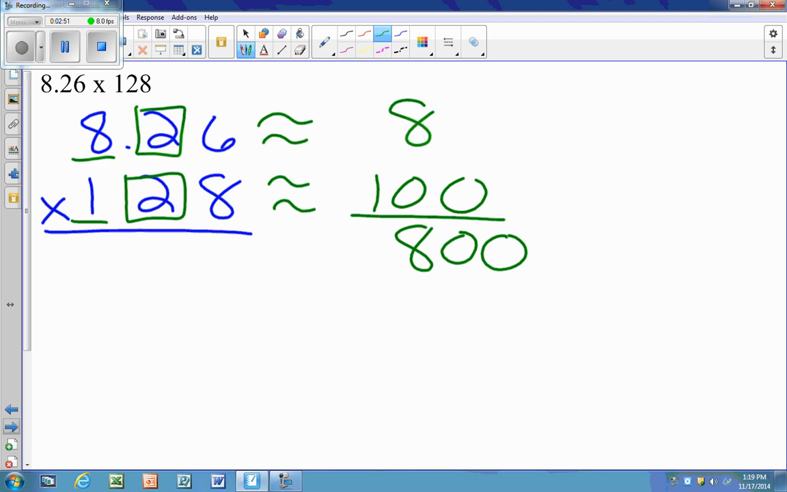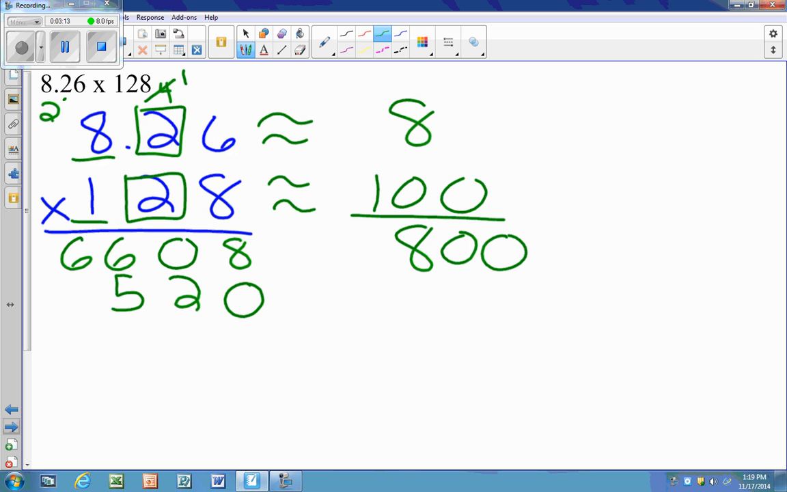Now we're going to try to solve. 6 times 8 is 48. Carry the 4. 8 times 2 is 16, plus 4 is 20. 8 times 8 is 64, plus 2 is 66. I put a 0. I start the next row with the next number. 2 times 6 is 12. Carry the 1. 2 times 2 is 4, plus 1 is 5. And 2 times 8 is 16.